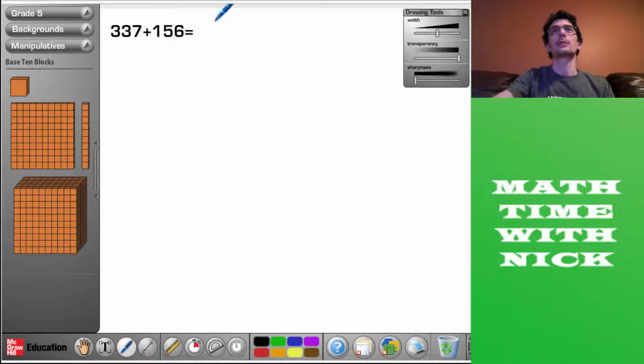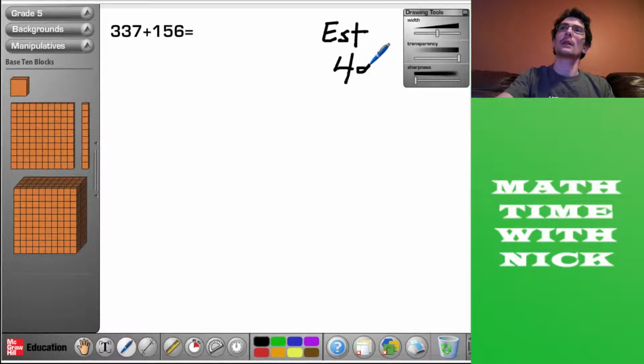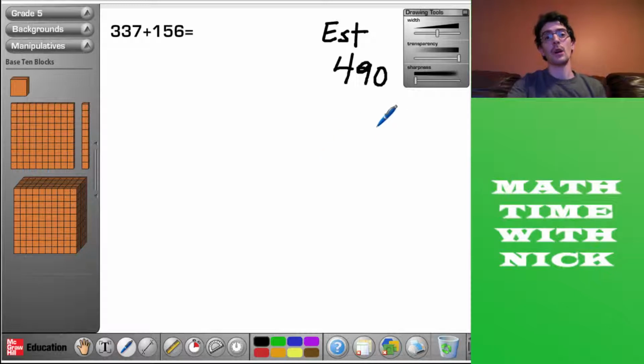And so I'm going to write that a little nicer over here, and we'll just write estimate. My pen doesn't want to work as well as it should. Estimate is 490. So now we're going to solve using our base 10 blocks.